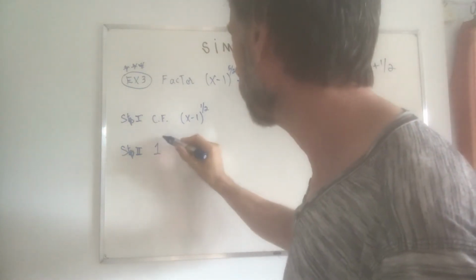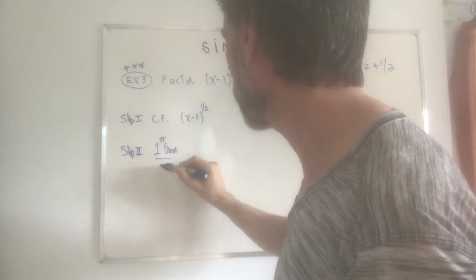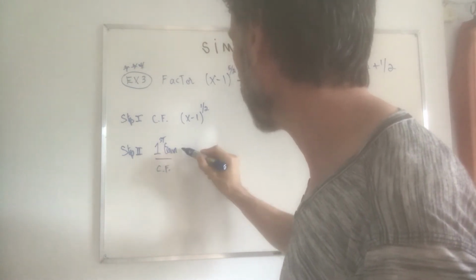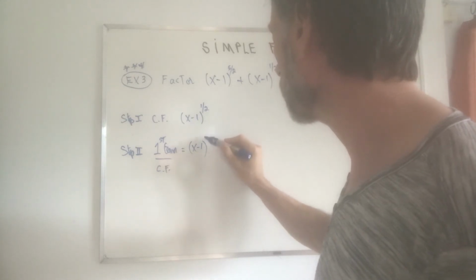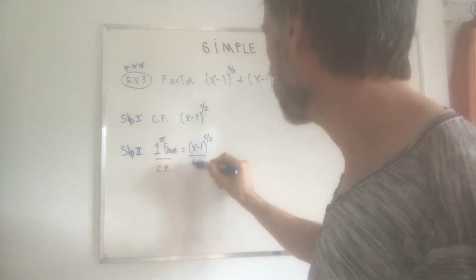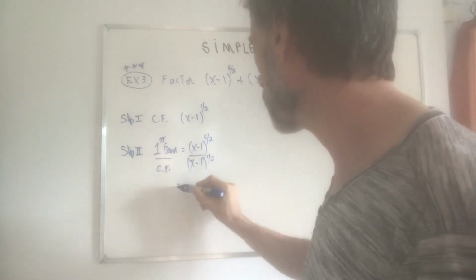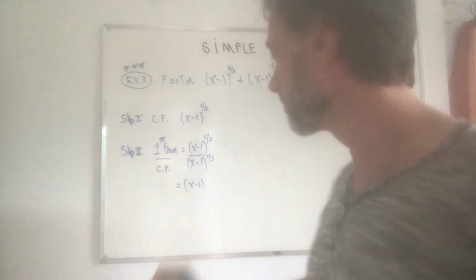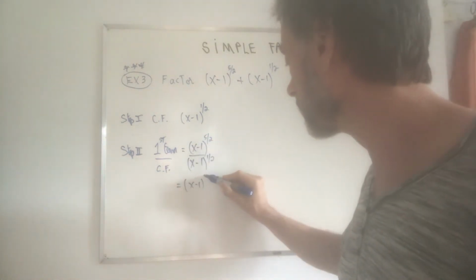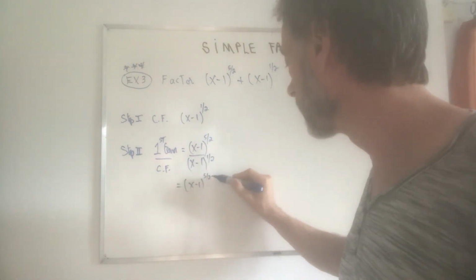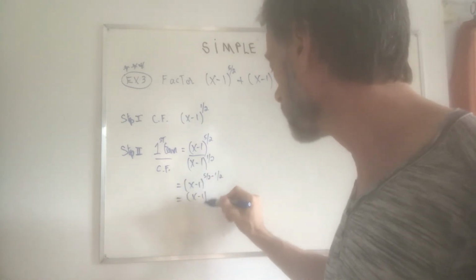First term divided by the common factor. So the first term is x minus 1 to the 5/2 divided by x minus 1 to the 1/2. So let's do our rules of exponents here. Same thing on top and in the bottom. We subtract the powers, so that's 5/2 minus 1/2. That would simply be x minus 1 squared.